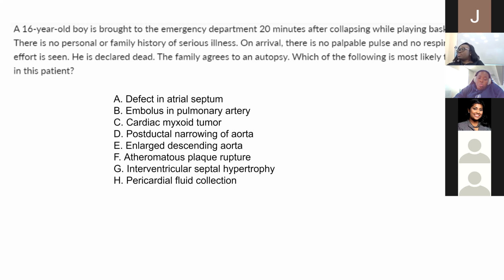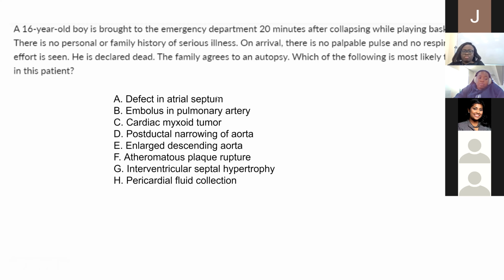What else is here? Family agrees to an autopsy, right? So now it's basically asking, what is HOCM? What is hypertrophic obstructive cardiomyopathy? And that is the interventricular septal hypertrophy, right? Big thing to know, it's the interventricular septal. No one fell for A, right? I was like, oh, let me put septum in there, you know? What is A? Anyone know what A is?